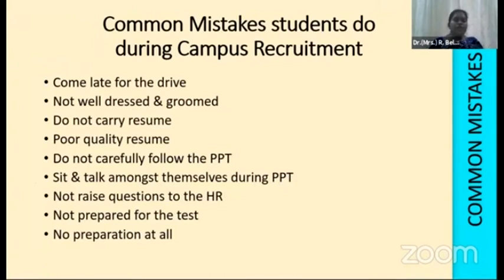Do not fail to follow the PPT carefully, because in the interview they will ask questions about the PPT. At that time we don't know what happened in the PPT, because we were sitting and talking with a friend next to us, or fiddling with the mobile. You will sit and talk amongst yourselves during the PPT. This is a very, very important time, because this is the first point where you sell yourself. You can listen very keenly.